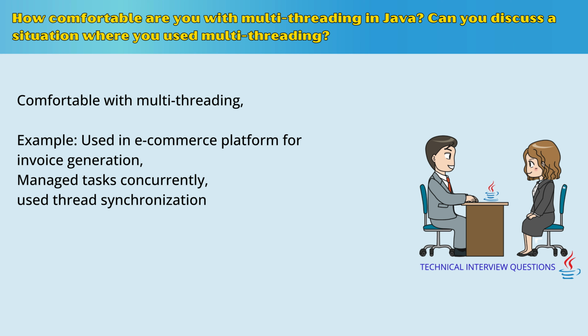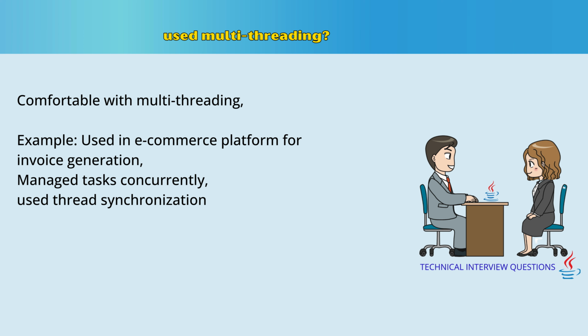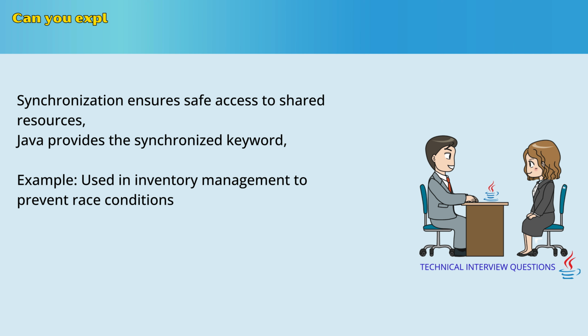In one project, I worked on an e-commerce platform where we had to generate invoices for orders. This process involved multiple tasks, such as calculating totals, applying discounts, and updating inventory, all of which could be done independently. I used multi-threading to perform these tasks concurrently, significantly reducing the time taken to process each order. Additionally, I implemented thread synchronization to manage shared resources like inventory records to prevent race conditions. That's a good use of multi-threading.